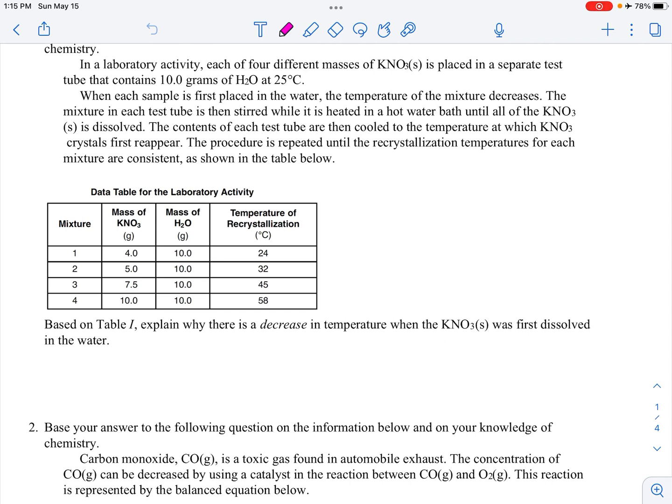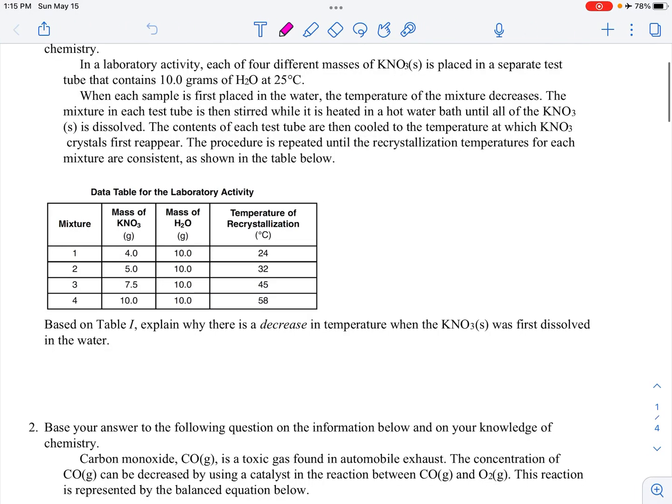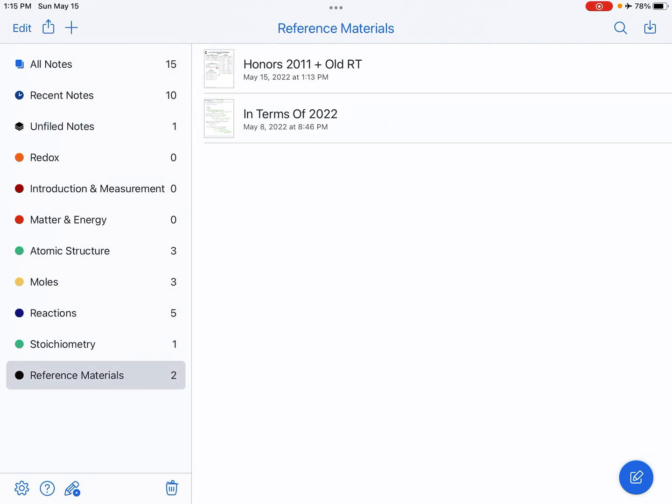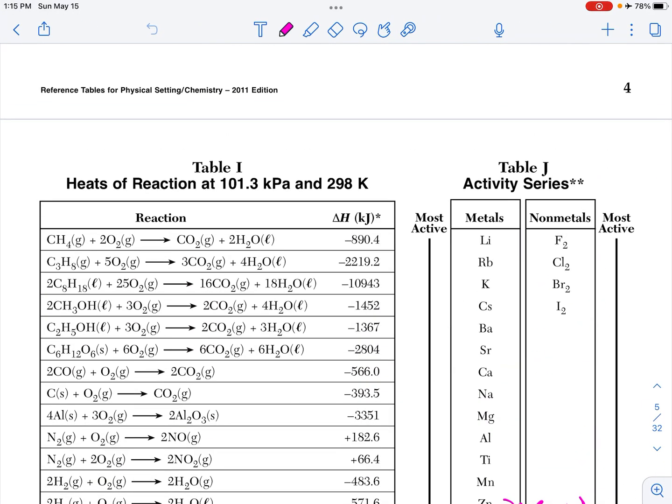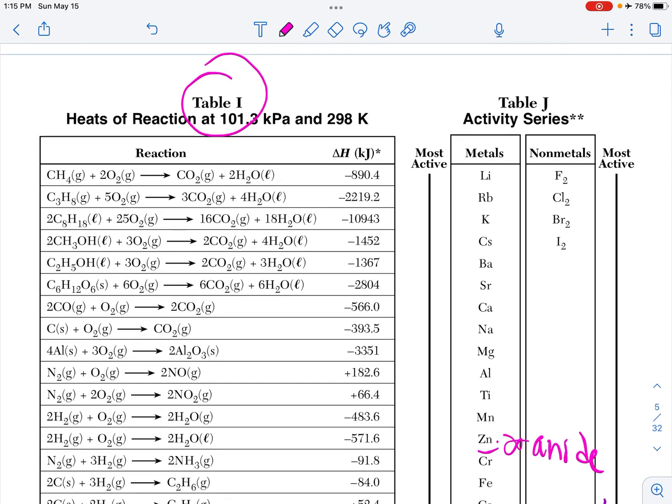Then it says, based on table I, explain why there is a decrease in temperature when the KNO3 was first dissolved in water. Okay, so we need to go to table I. So here we are, table I. And I have already highlighted KNO3. So this is KNO3 solid. The H2O over the reaction arrow means dissolving, and it becomes K plus ions and NO3 minus ions in solution, aqueous. And it says positive 34.89 kilojoules, delta H.